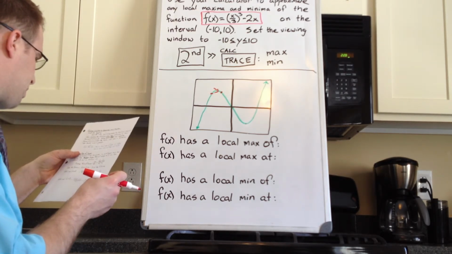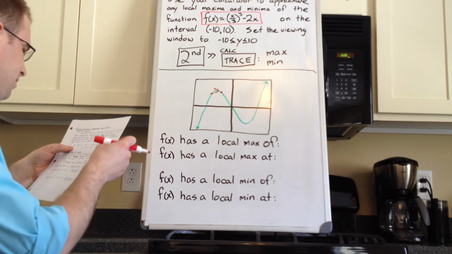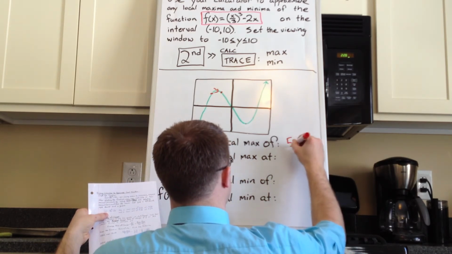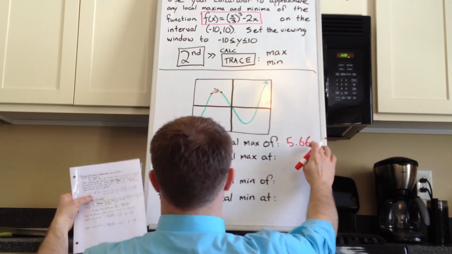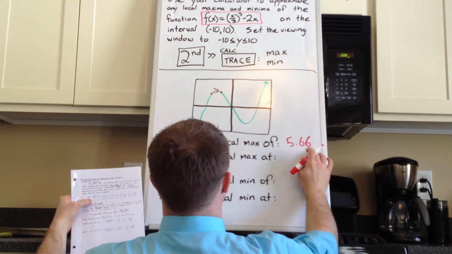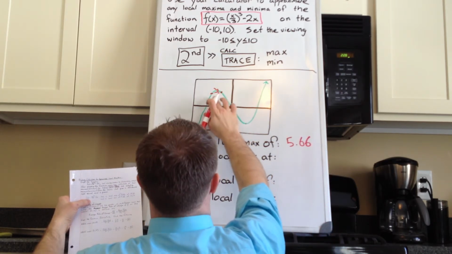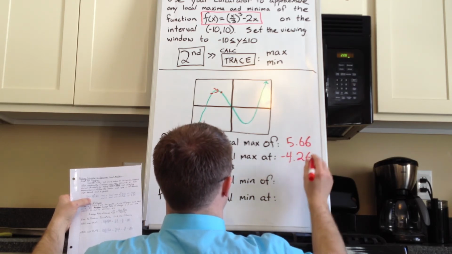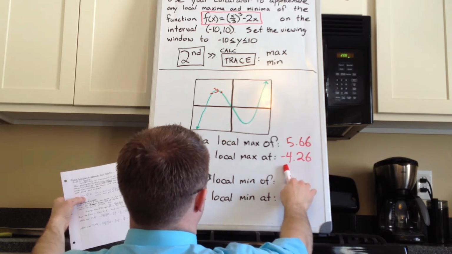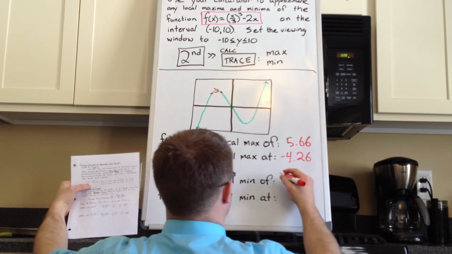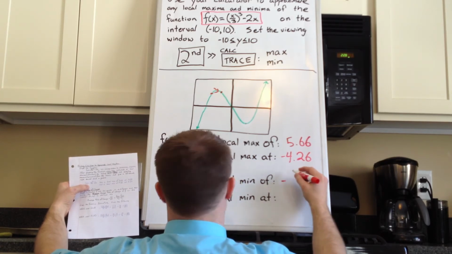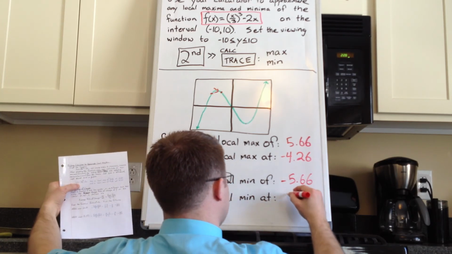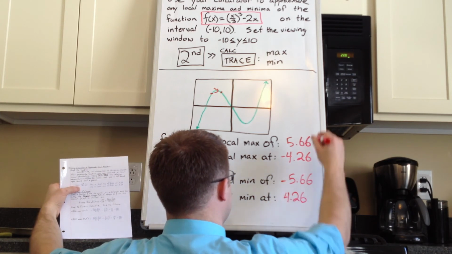Alright, for the local max, I got a local max of 5.66 when I rounded it to the nearest hundredth. And that local maximum was at negative 4.26 right here. So that was the x value. For the local minimum, it was negative 5.66, and that was located at positive 4.26. So we can see this graph is symmetrical.